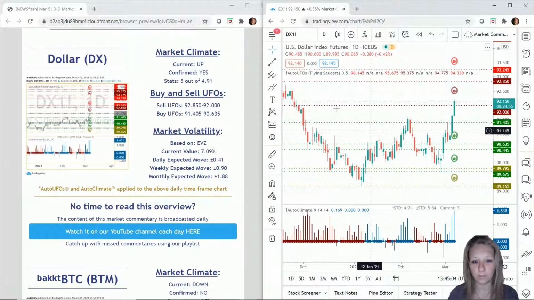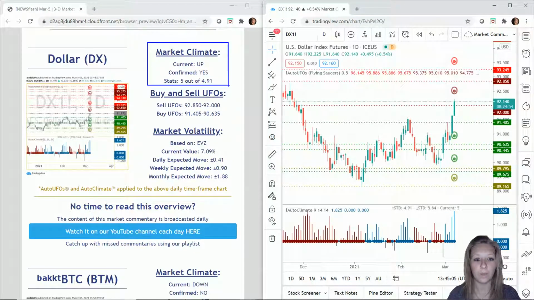So when it comes to the US dollar, again, we're using the futures contract that represents it. We are looking at climate here. We see we have a confirmed upwards climate. Again, we can see that here. Thick blue dot, confirmed upwards climate, probability there to the upside. Lovely. Now, usually this market goes up for 5 candles, once again, rounding that up, and we're on candle number 5. So kind of similar to gold there.